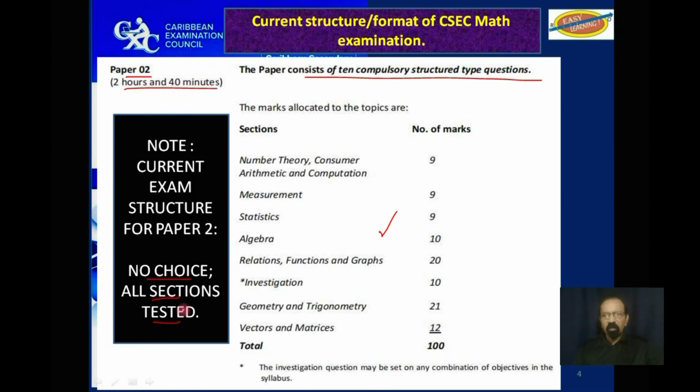Previously, I had mentioned that there would have been choice in Paper 2, but that was for the previous exam, not this current one. So currently, there is no choice, just 10 compulsory structure type questions.